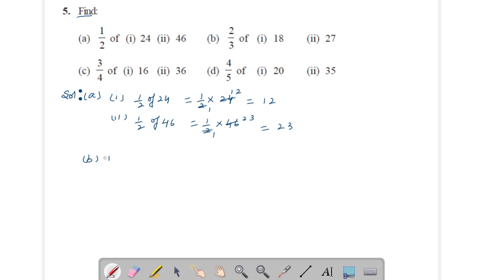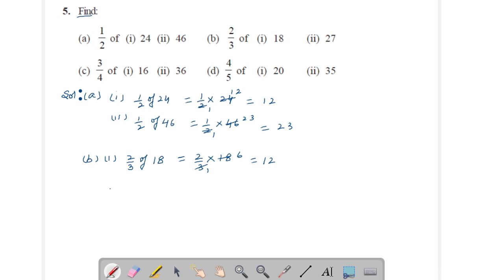B first part, it is 2 upon 3 of 18. This can be written as 2 upon 3 of means into 18. Here cancel the terms 3 and 18 by 3. 3 1s are 3, 3 6s are 18, and here 2 into 6, 12. Your answer is 12.